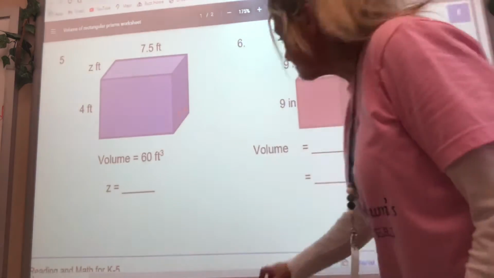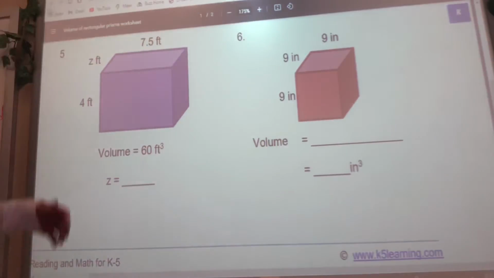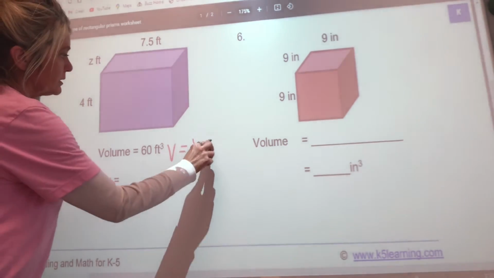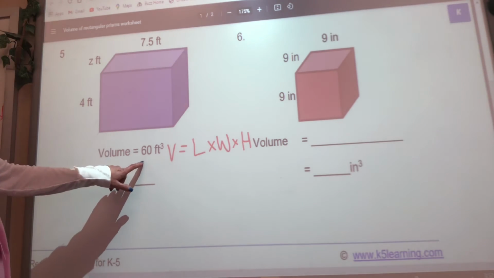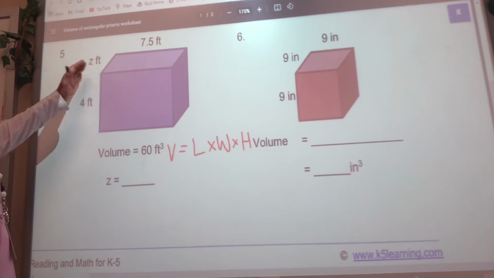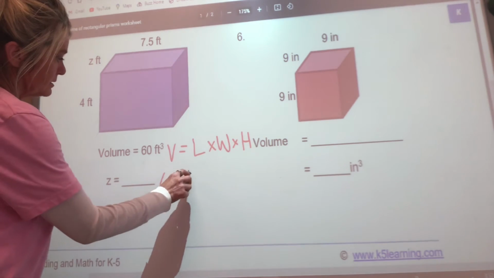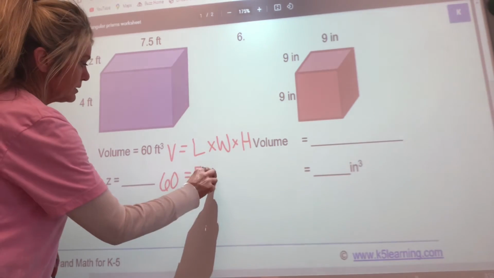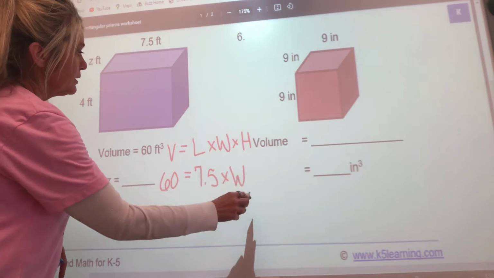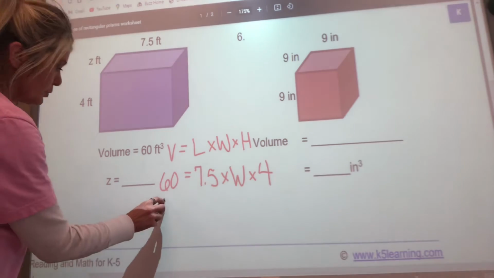Number 5. Now this one works the same way. We just have a decimal point in there, but we know how to do decimals, so that's no problem. We know that volume is equal to length times width times height. This one, they give us the volume because they're asking us what's the width, how deep does it go into the page, z feet. So we have 60. We know the length is 7.5. We don't know the width, but we do know that the height is 4. So I'll deal with what I do know.